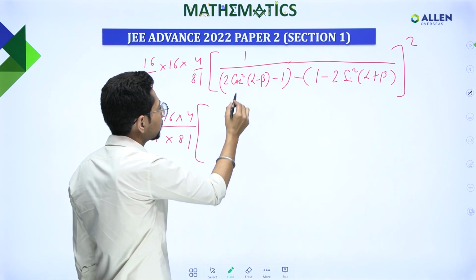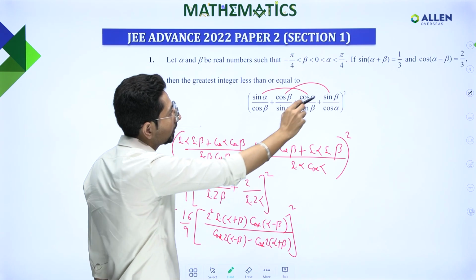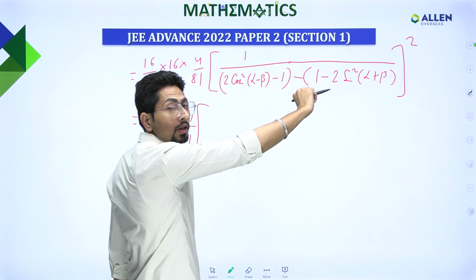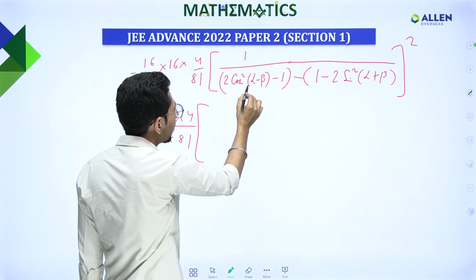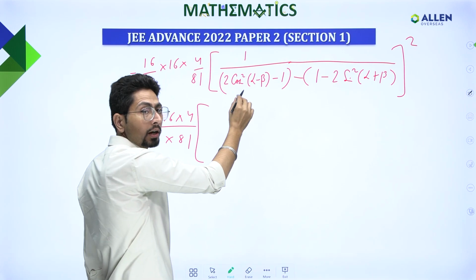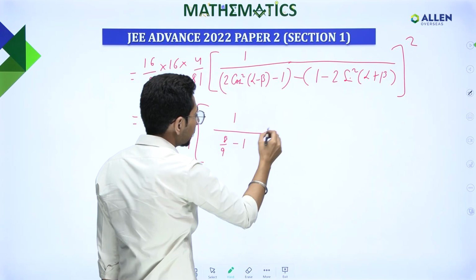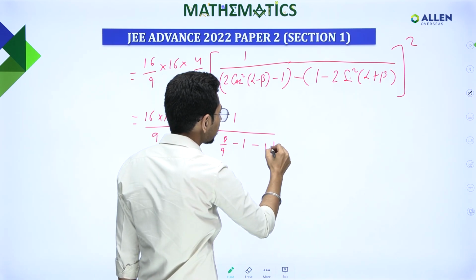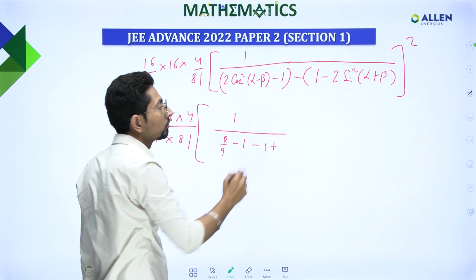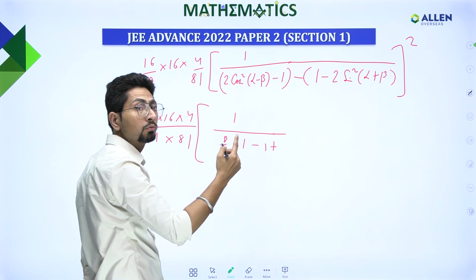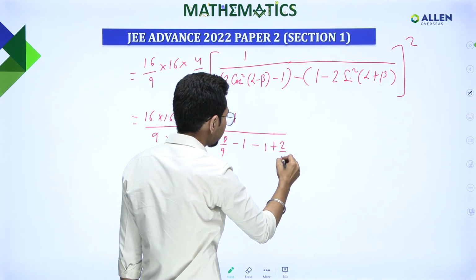Now inside is 2 cos square (alpha minus beta)/2, right? This value is 2 by 3, so cos of alpha minus beta is 2 by 3. So 2 by 3 square will be 4 by 9. 4 into 2 is 8 by 9, then 8 by 9 minus 1. And this is minus 1, and plus, this will be 2 into sin alpha plus beta, that is 1 by 3. 1 by 3 square is 1 by 9, so this is 2 by 9.